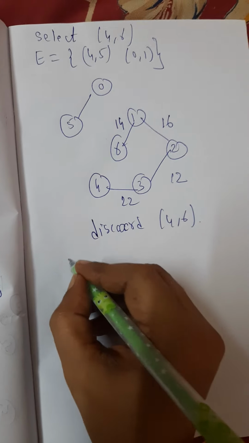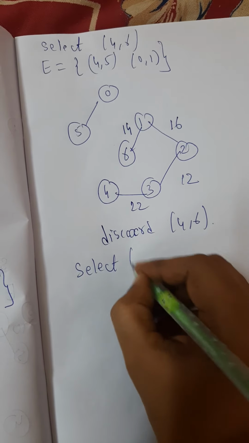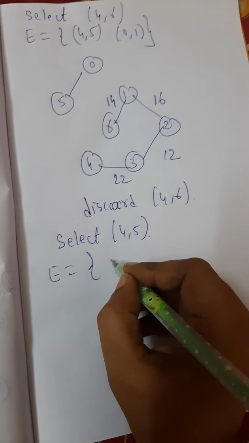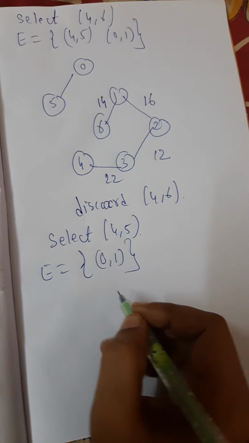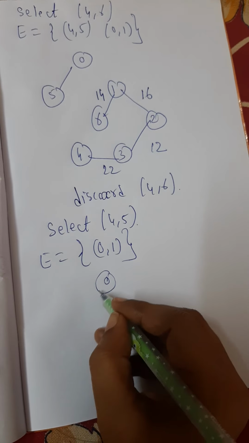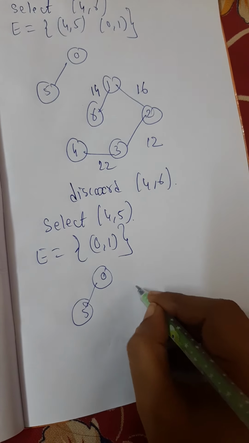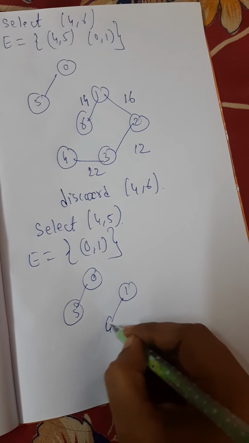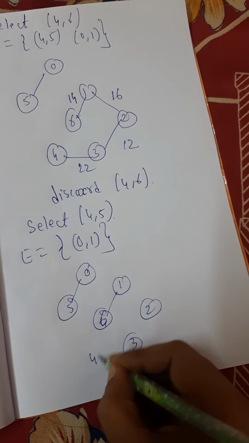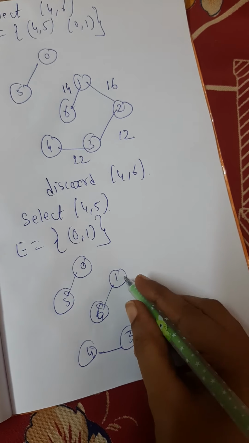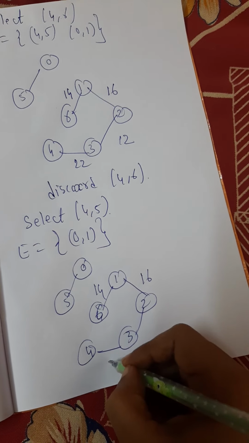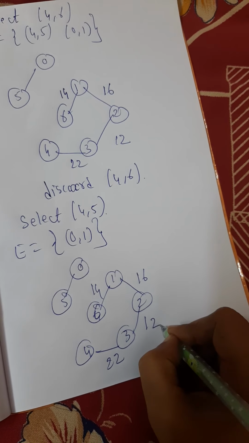Okay. So next what do we have to do? We have to select 4 5. So if you select 4 5, only remaining is 0 1. And now let us add to the tree. 5 1 6 2 3 4. This is 16, 14, 22, 12.